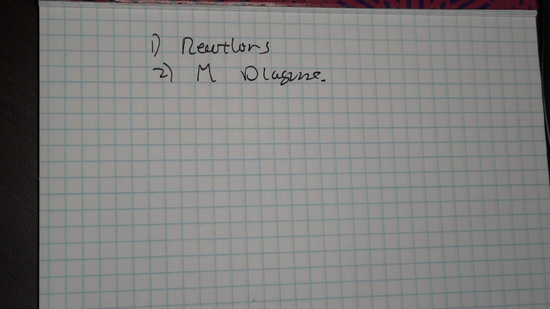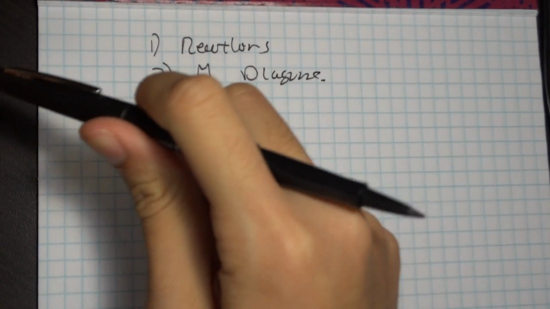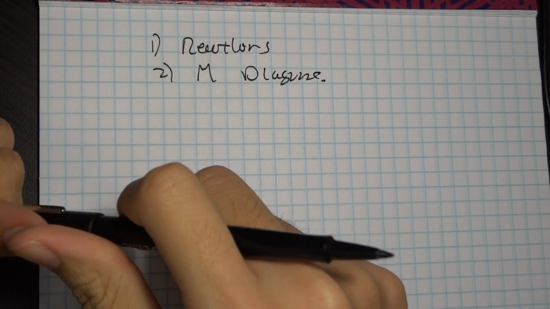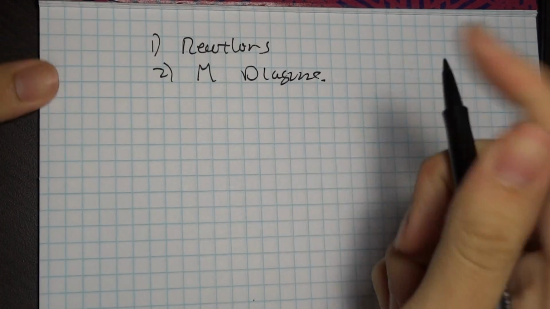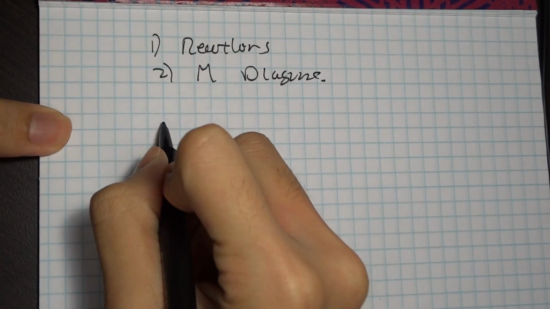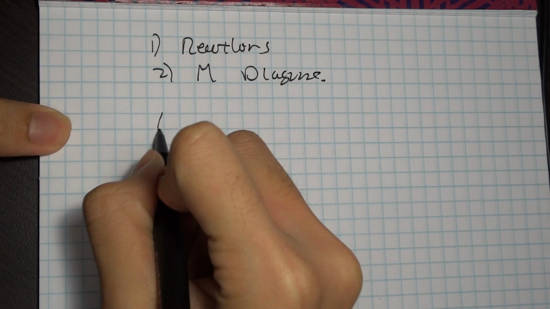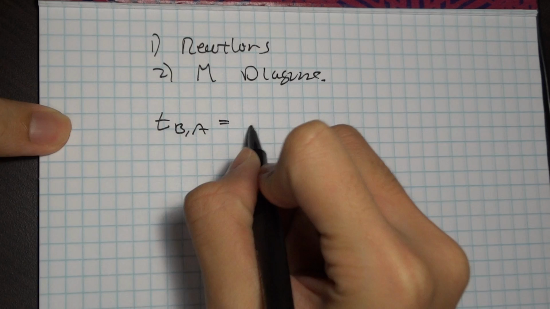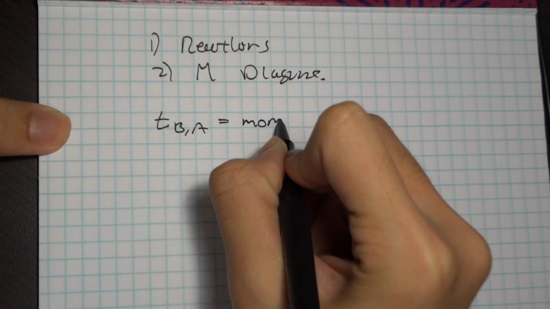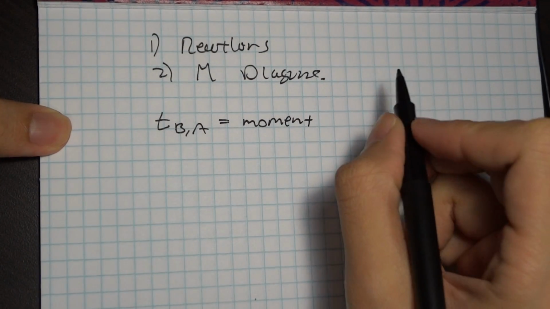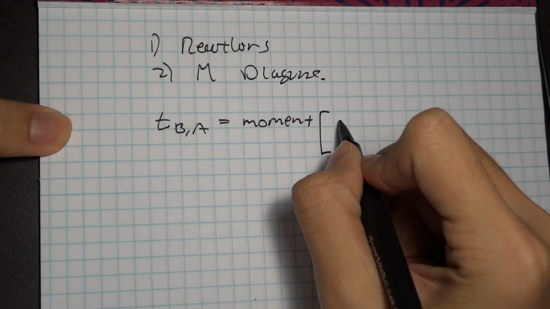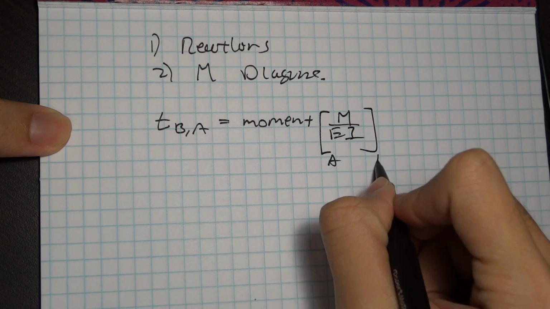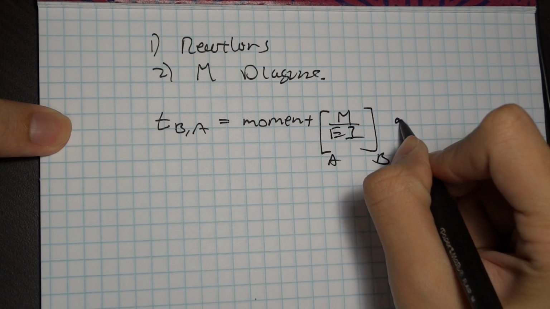So yes, first that is that. Okay. The professor's been using some notation that might be a little bit confusing for some of you. For example, he uses this t_BA notation a lot, and all this is the moment of the area, the moment of your M over EI diagram from A to B at point B.